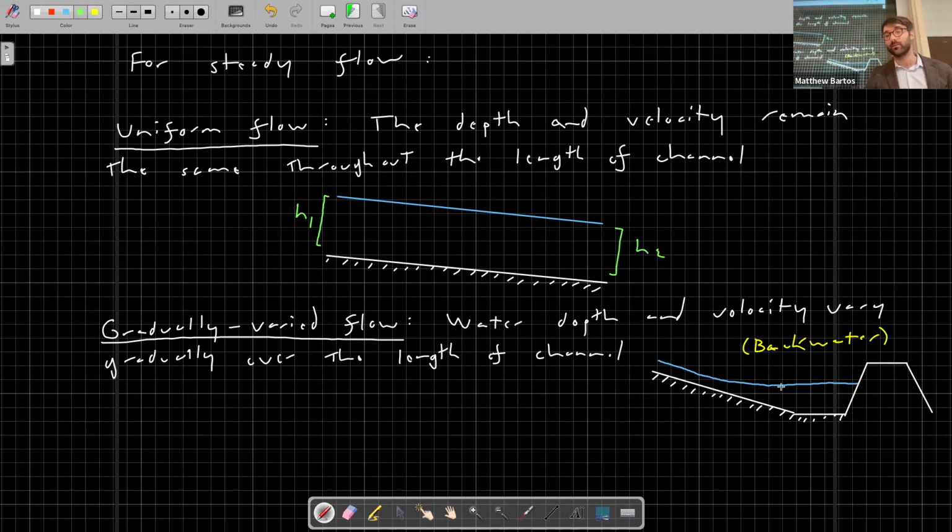And within the channel, the velocity is also going to vary. So kind of at this impounded point, you'll have a much slower velocity. Upstream, you'll have a larger velocity. So we'll be looking at this case towards the end of class.